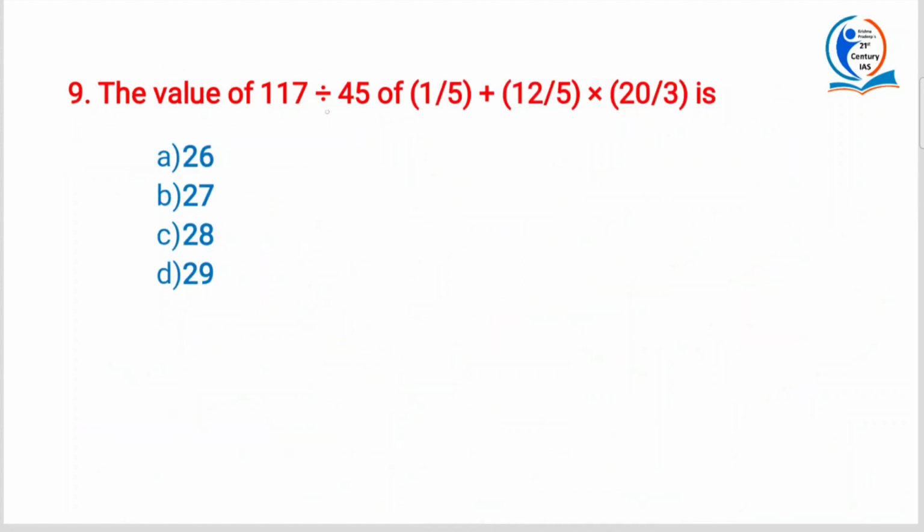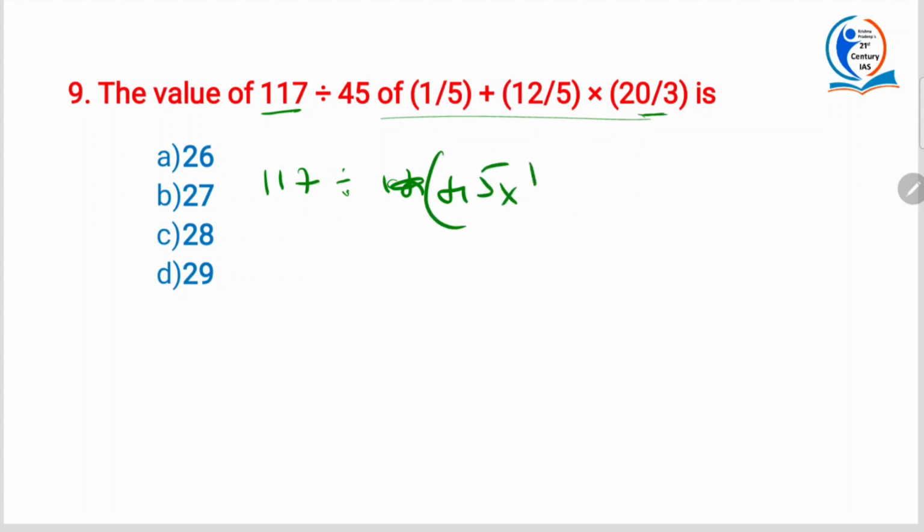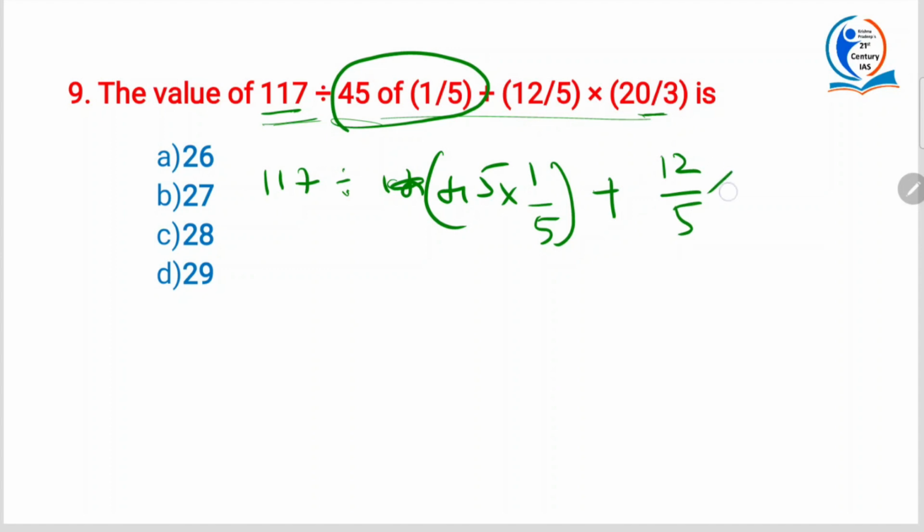Now, next one. Find the value of this. Yeah. Now, brackets are given. So, you have to be a little cautious. So, 117 divided by 45 of, and of is also given, bracket. So, this will gain precedence over this one. Alright, so 45 into 1 by 5 plus 12 by 5 into 20 by 3. So this will gain precedence over this function.